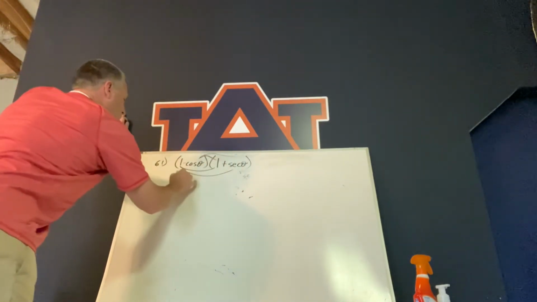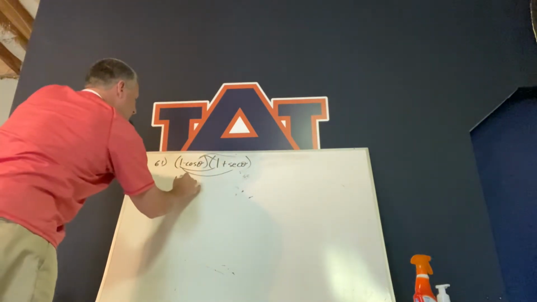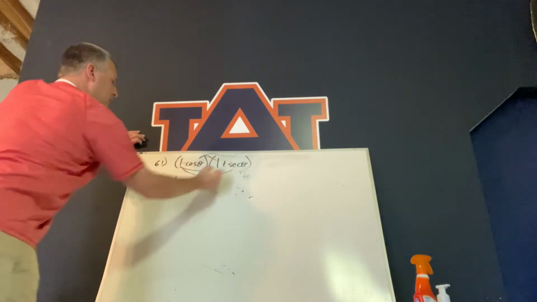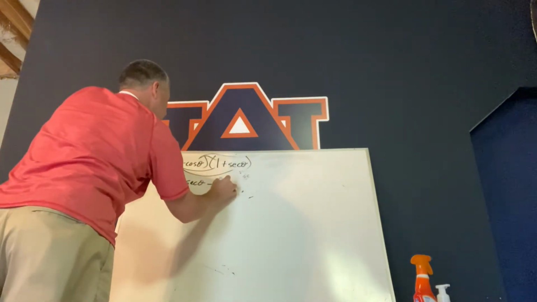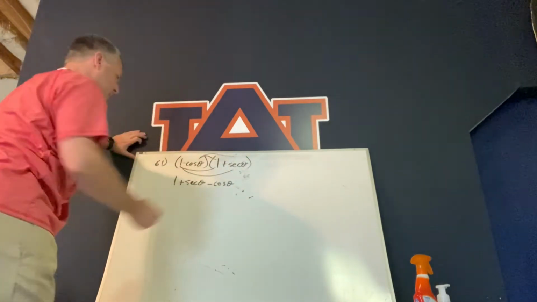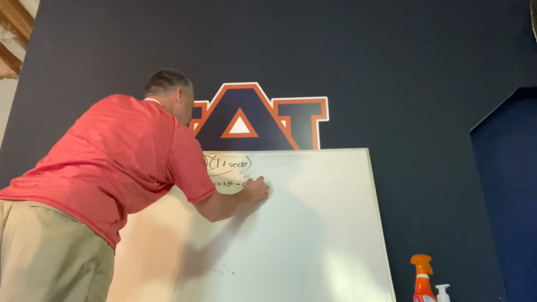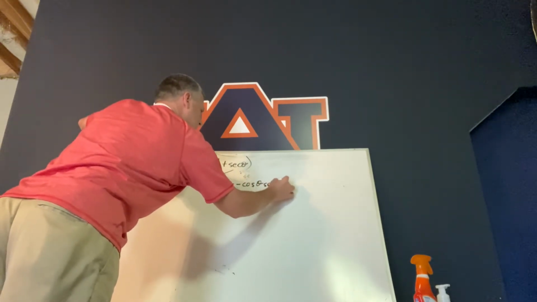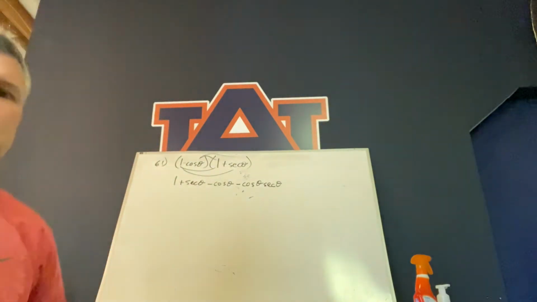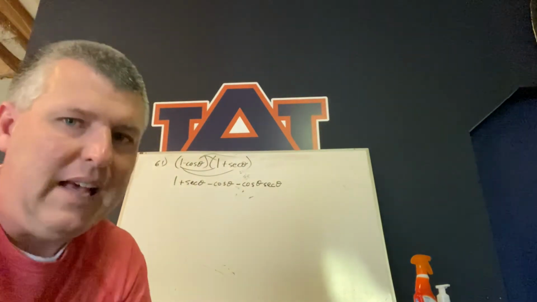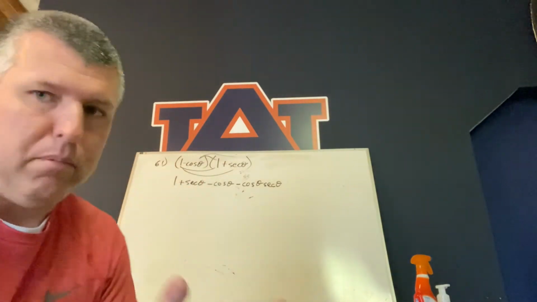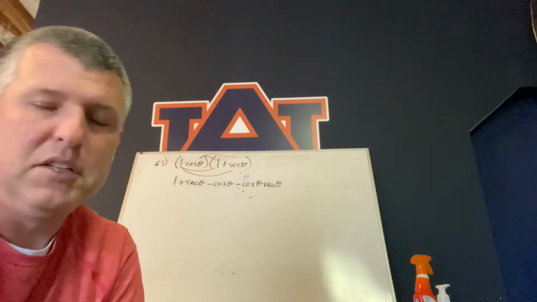So 1 times 1 is 1. 1 times secant is secant. Negative cosine times 1 is negative cosine. And negative cosine times positive secant is negative cosine theta secant theta. All right. So, again, I just want you to understand that we're doing the exact same thing as a regular FOIL problem. It's just multiplying two things together.